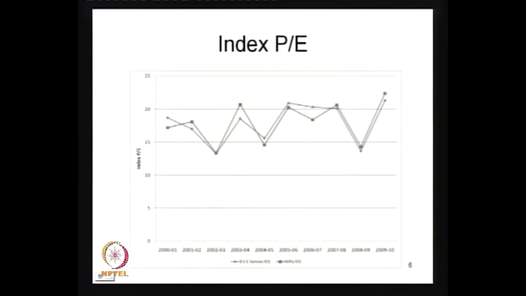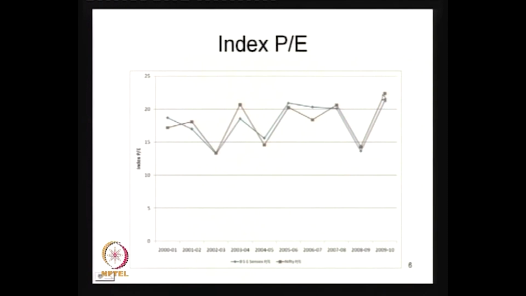One can see here that index PE in India was between 15 and 20, and in 2003-4 it crossed 20, then it came down again in 2004-5. We can see here there is a fall, and in 2005-6 it has again gone up, like that. So, if you look at the overall trend here, the index PE has hovered between something around 13 to 22, 23. So, that is the way the index is performing.